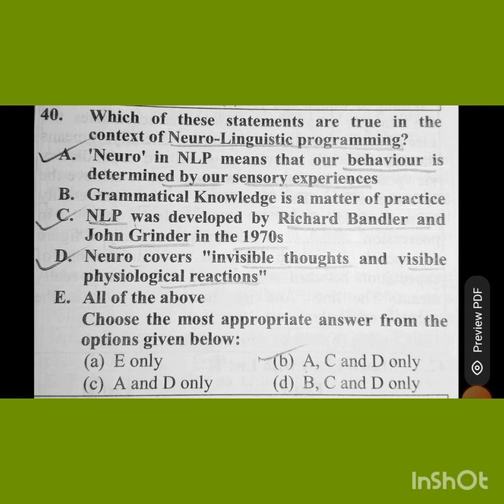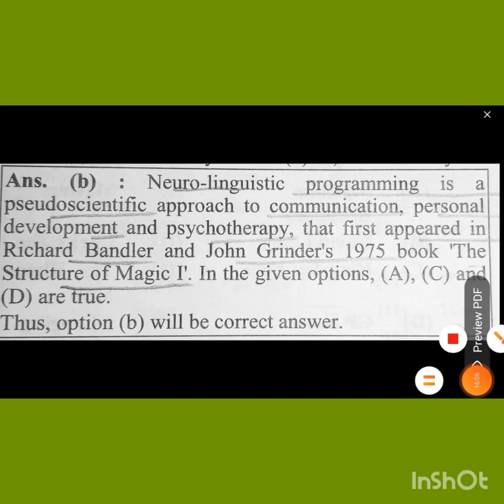It means A, neuro in NLP means that our behavior is determined by our sensory experiences. And C, NLP was developed by Richard Bandler and John Grinder in the 1970s. And D, neuro covers invisible thoughts and visible physiological reactions. Neuro-linguistic programming is a pseudoscientific approach to communication, personal development, and psychotherapy that first appeared in Richard Bandler and John Grinder's 1975 book, The Structure of Magic.